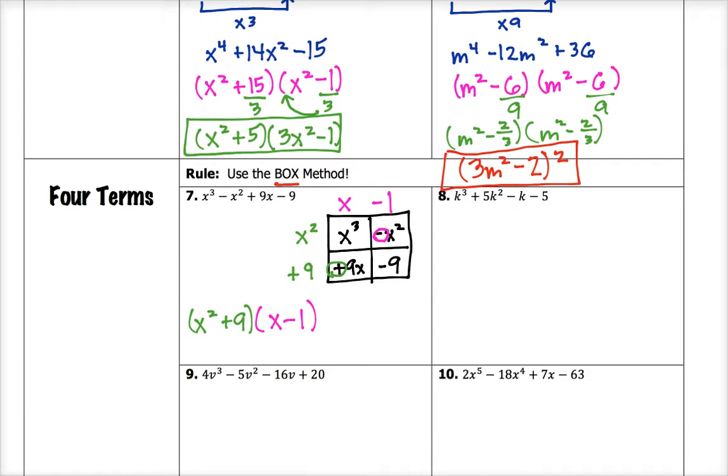Okay, number 8. Again, check to see that you can do the box method. You get a negative 5k cubed when you multiply the outsides, and then also a negative 5k cubed when you multiply your inner terms. So you can do box method on this one. And I'll tell you, just for these notes here, every single one of these you can use box method on, so I won't be checking the rest of them, but always be in the habit of doing that, just in case.